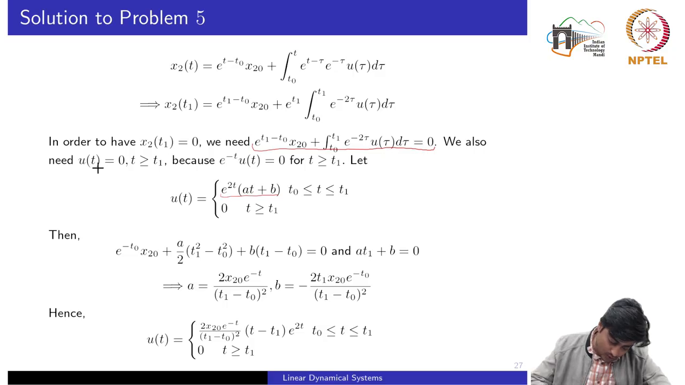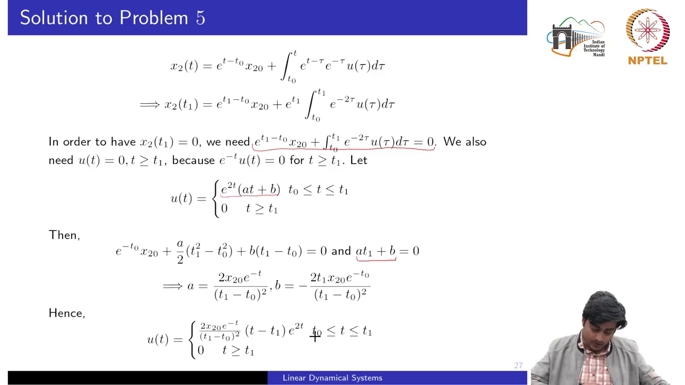Now the second part, that u(t) should be equal to 0 for t greater than or equal to t1, would happen if a t1 plus b is also equal to 0. Now we have two unknowns and two equations. These are linear equations, so solving them, we obtain a as this and b as this. Substituting this a and b into this u, we finally obtain this control input, which ensures that the state of the system would reach 0 and would stay there afterwards.